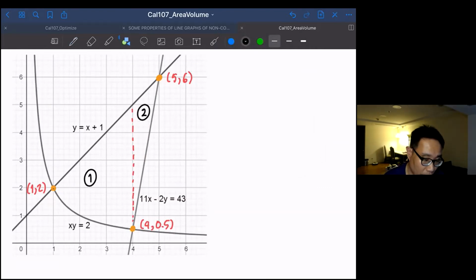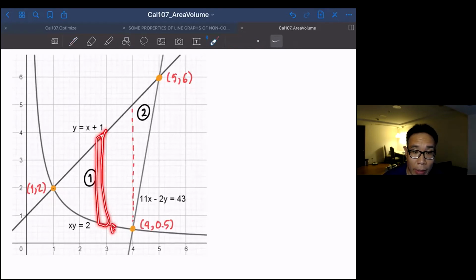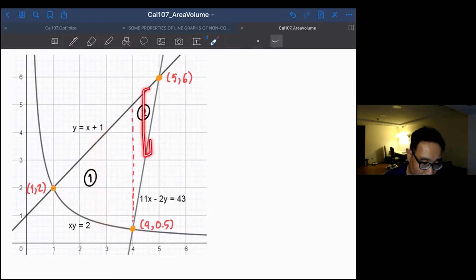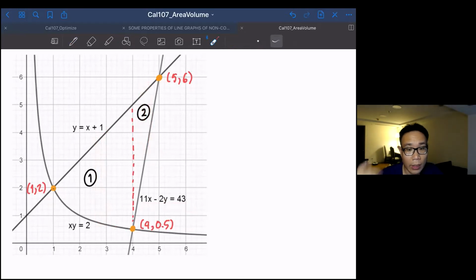And why did I do that? Because when I draw the rectangle, I see that the top function is x plus 1 and the bottom function is the hyperbola xy equal to 2. But after this, in this interval, you see that the top function is x plus 1, but the bottom function turned out to be the straight line 11x minus 2y equal to 43. So you need to integrate two pieces instead of one.